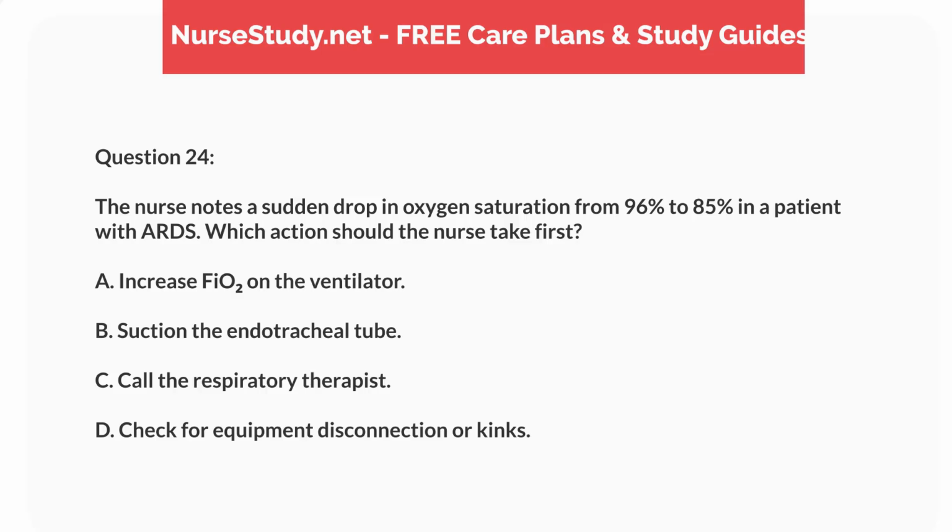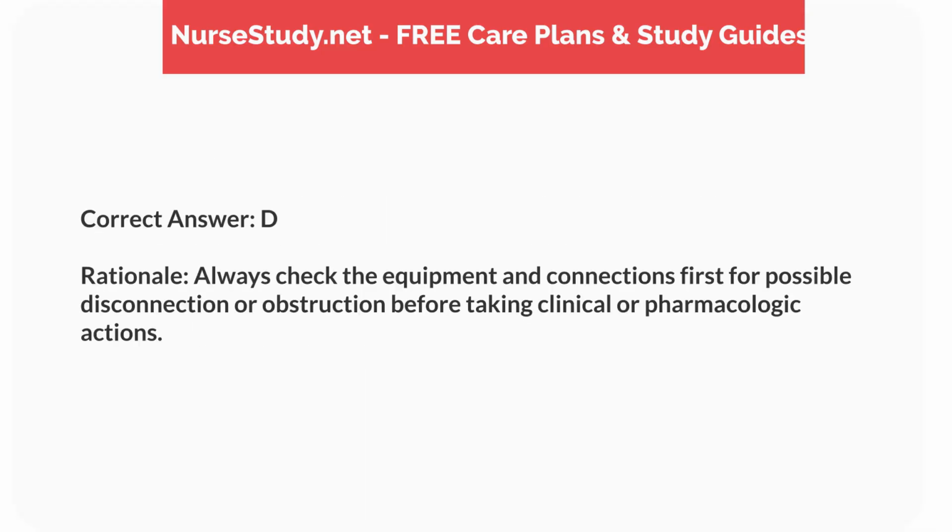Question 24. The nurse notes a sudden drop in oxygen saturation from 96% to 85% in a patient with ARDS. Which action should the nurse take first? A. Increase FiO2 on the ventilator. B. Suction the endotracheal tube. C. Call the respiratory therapist. D. Check for equipment disconnection or kinks. Correct answer, D. Rationale: always check the equipment and connections first for possible disconnection or obstruction before taking clinical or pharmacologic actions.